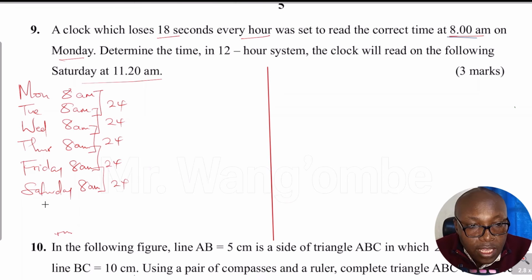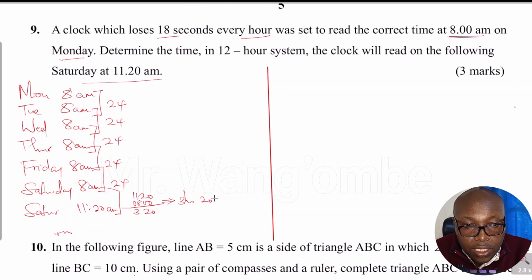Then from Saturday 8 a.m. to Saturday 11:20 a.m., we can get that time difference. So we have 11:20 subtract 8 a.m. So this will give 3:20. So that is 3 hours and 20 minutes, which is equivalent to, 20 minutes is the same as 20 divided by 60. Convert that to hours, that will be a third. So that is 3 1/3 hours.